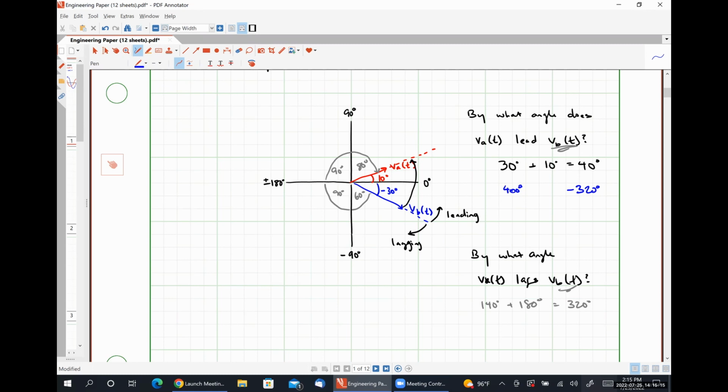On your exam, if I put a problem like this on your exam, I'm expecting you to use the methodology that I've described here, and you'll get the obvious answer. So in this case, 40 degrees going counterclockwise, positive 320 degrees going clockwise.